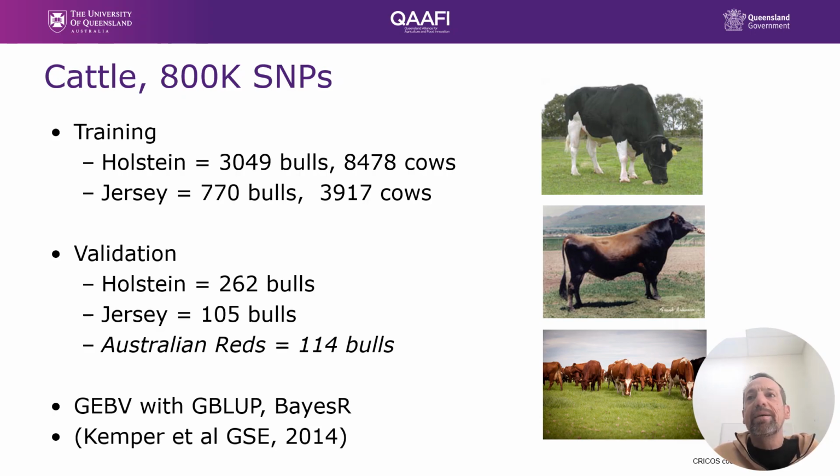So what we did was derive the SNP effects in the training set, then use those SNP effects to predict GBV for the validation bulls, and then we correlated those genomic breeding values with the performance of the bulls, which was actually based on the average of their daughters' performance for milk production.